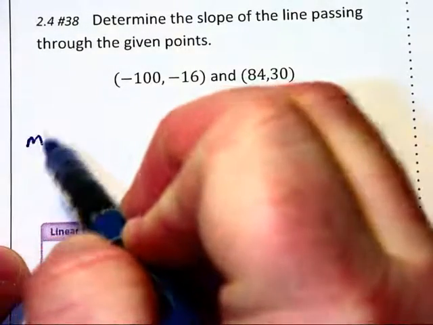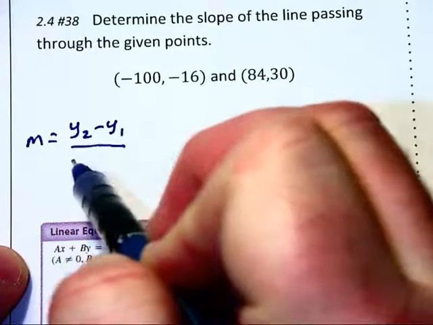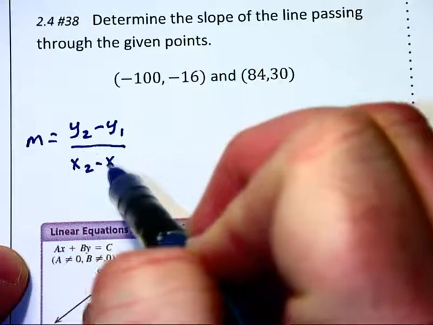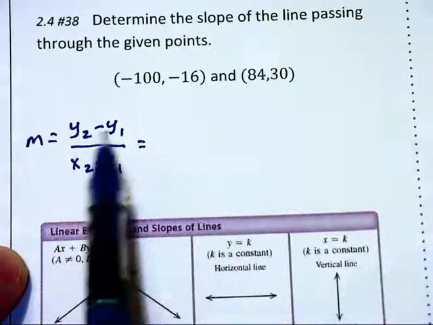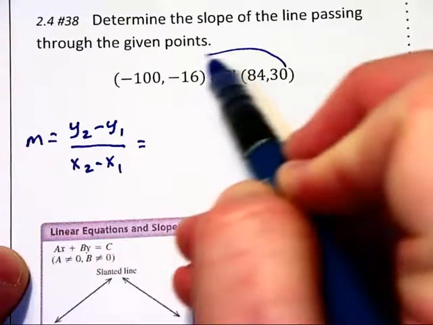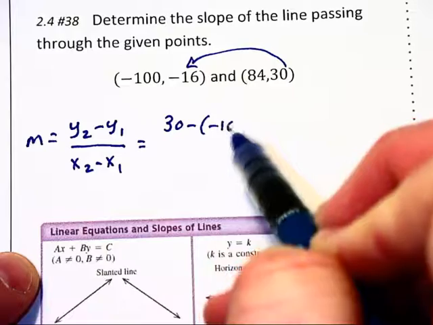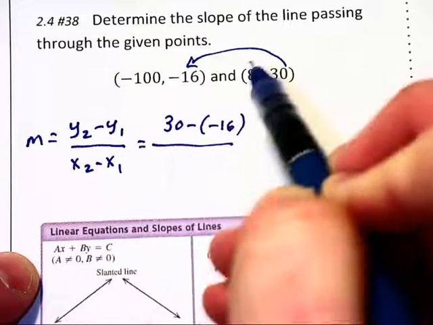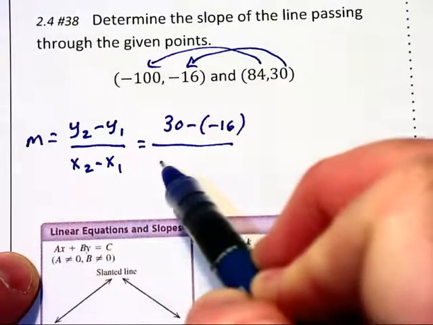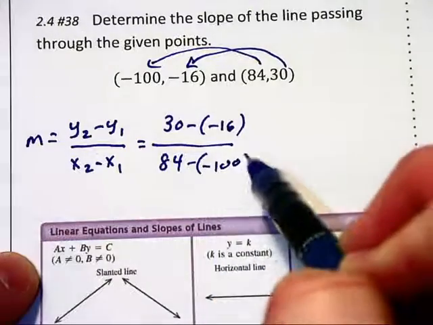Determine the slope of the line passing through these 2 points. Well, the more often you write the slope formula, the better you're going to get at memorizing it. So I suggest you start by writing it. Now, we need to take the difference of the y values. We take the second y minus the first y. So 30 minus a negative 16 in the numerator. And then in the denominator, we have 84 minus a negative 100.